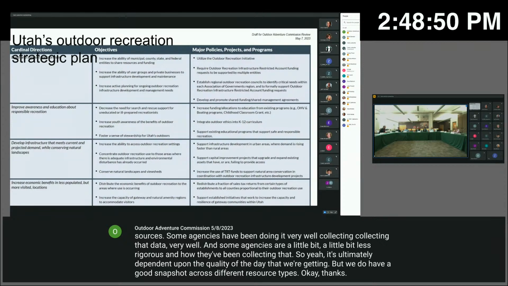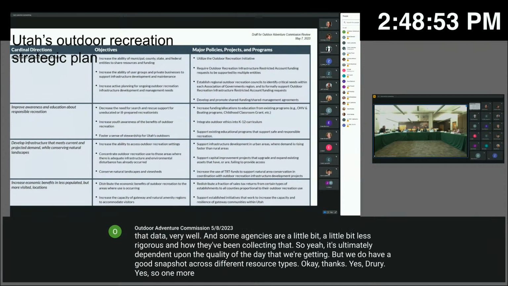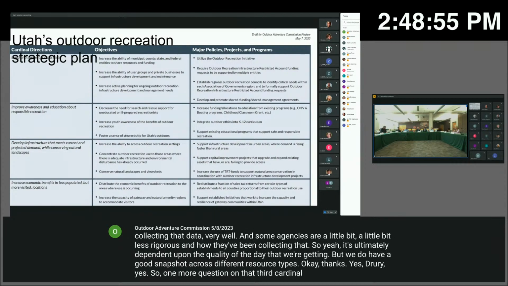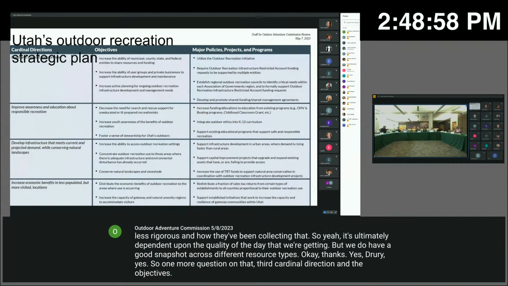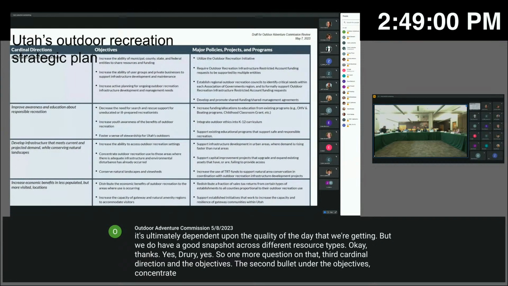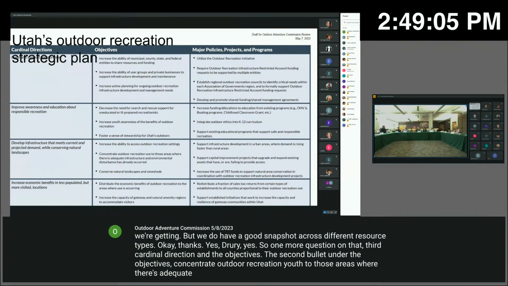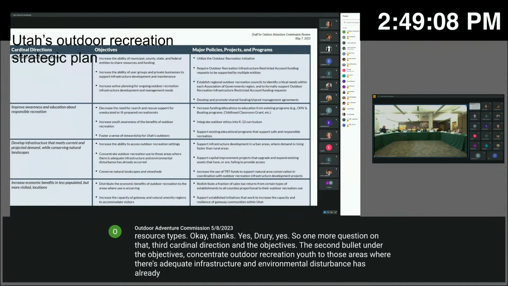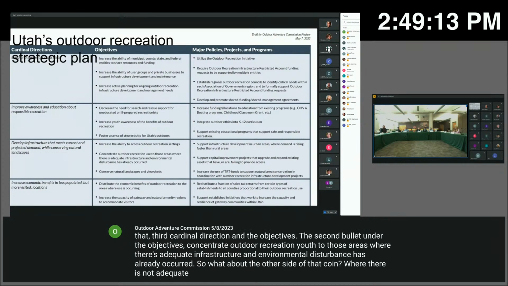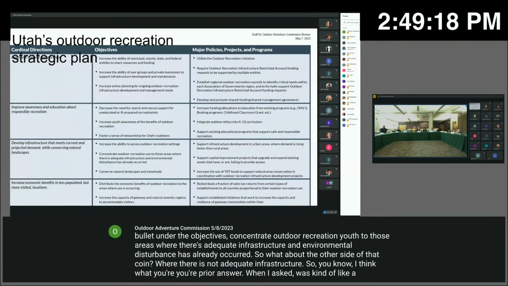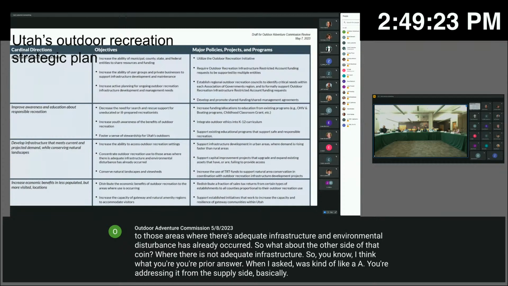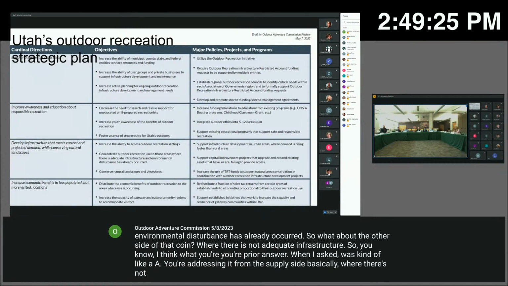Yes, Director Curry. So one more question on that third cardinal direction and the objectives. The second bullet under the objectives: concentrate outdoor recreation use to those areas where there is adequate infrastructure and environmental disturbance has already occurred. So what about the other side of that coin where there is not adequate infrastructure? I think your prior answer when I asked was kind of like you're addressing it from the supply side, basically, where there's not adequate infrastructure. Is that part of this?